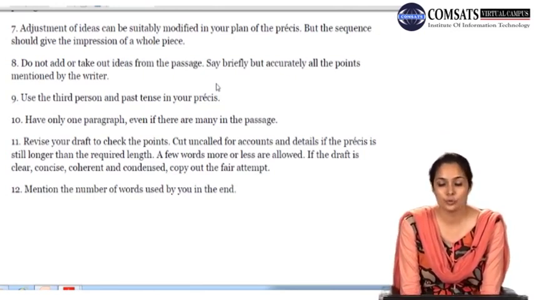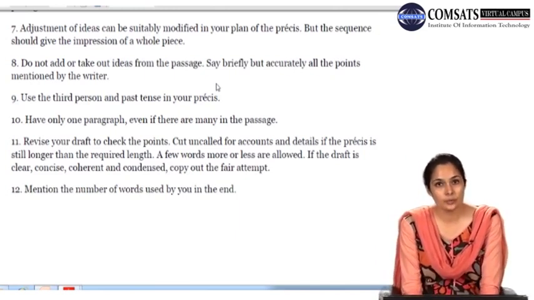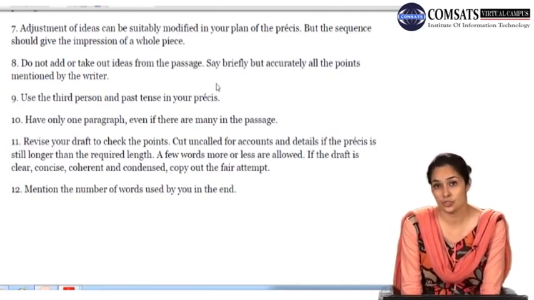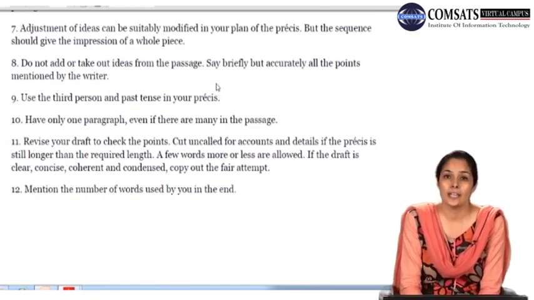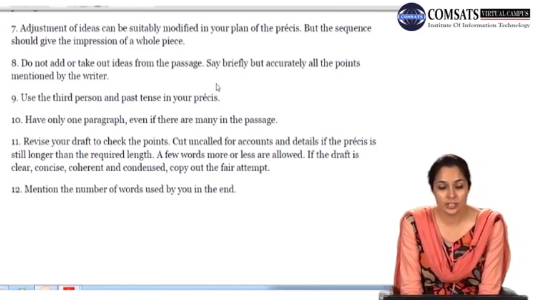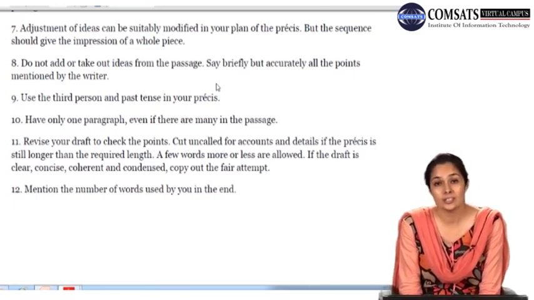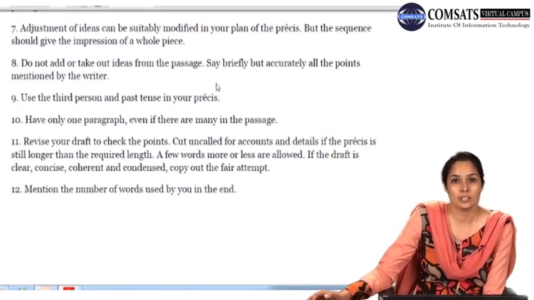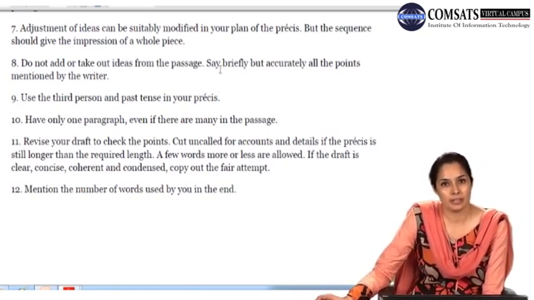Your sequence of sentences should be just like the original passage, without any kind of change. Do not add or take out ideas from the passage. Taking out can be done unconsciously, but do not add any passage, any sentence in the summary. So do not add any idea of your own, because this is not something creative. In this, you have to write the passage itself, slightly modified.